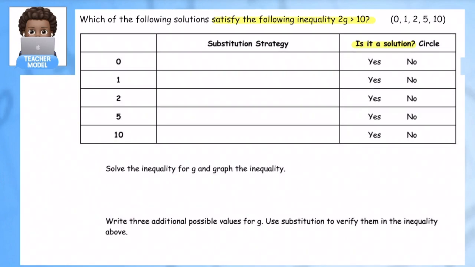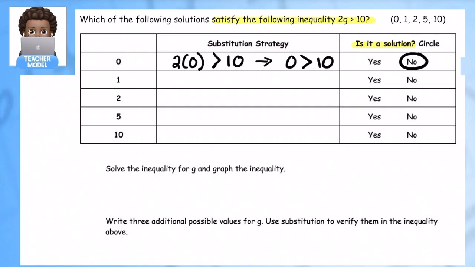You see my statement is 2 times the number is greater than 10. So let's try when the number is 0. So 2 times 0 is greater than 10. So to simplify that, 0 is greater than 10. Is that a solution? No. So it does not satisfy that first one. 0 does not satisfy the inequality.